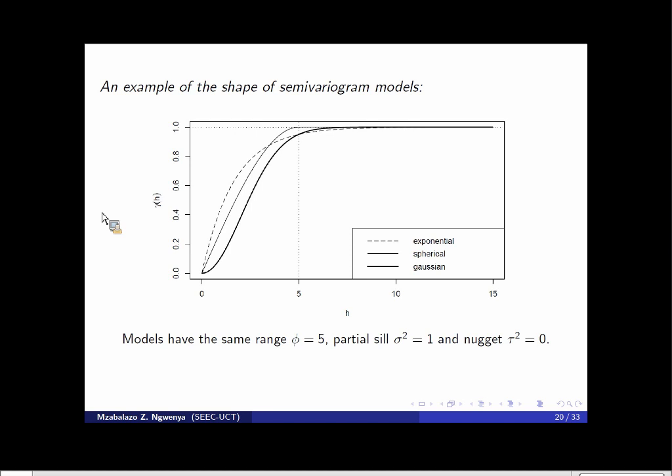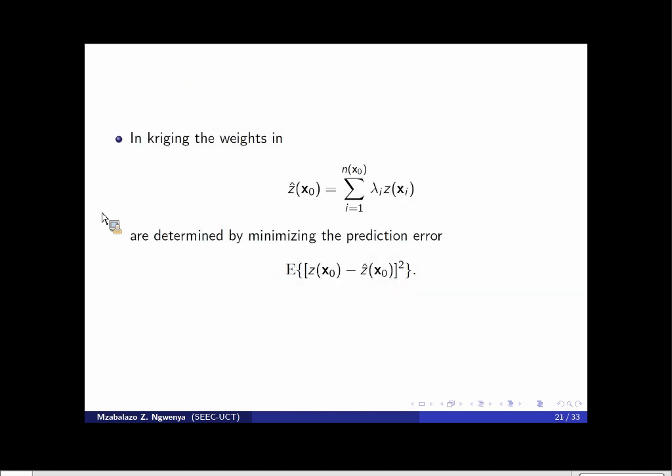The dashed line is an exponential semi-variogram, the thin line is a spherical, and the big black line is a Gaussian semi-variogram model. Here I've given them the same parameters. They have a nugget variance of 0, a partial sill of 1, and a range of 5. So this is the range over here, 5. Points beyond 5 should not affect each other. We only expect points at 5 or below to affect each other.